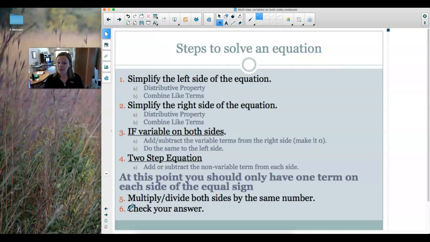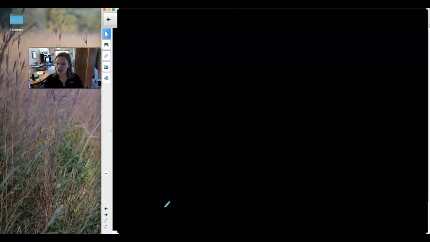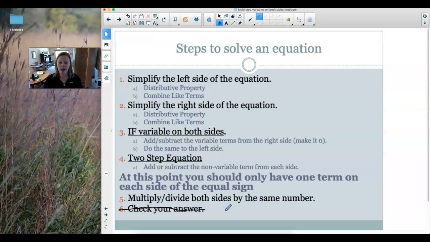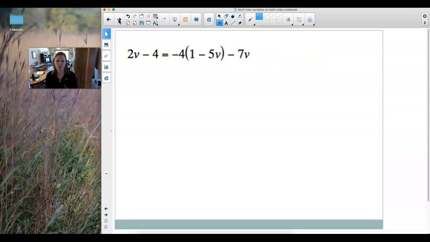I'm going to let you skip this last step of checking your answer. We're not going to worry about that. We just want to make sure we can get the answers, and I will always be giving you feedback on whether you have the answers correct or not. Okay, so let's try a couple of these so that you can see some examples of what we're talking about.